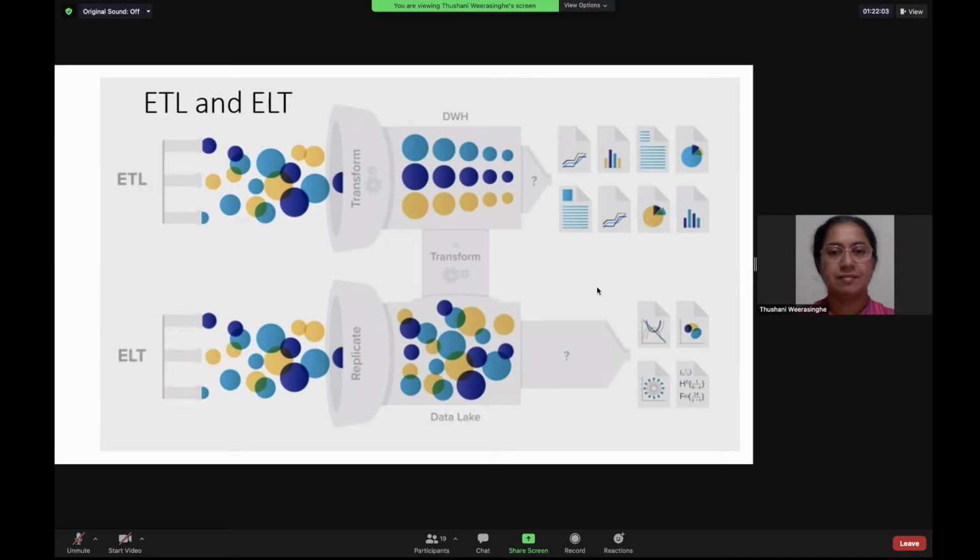So what do we do? We just replicate and then put them in the data lake. Okay, you have to load them very quickly. Why? Because you can't wait for transforming. Again, it's because we are connecting, especially when you go for cloud-based systems, you have a large number of systems connected to them. So we have to get the data very quickly and then support the services to the customers.